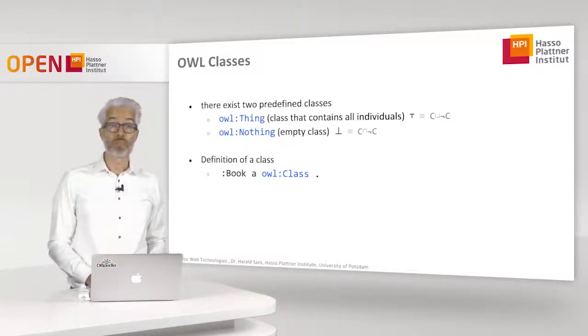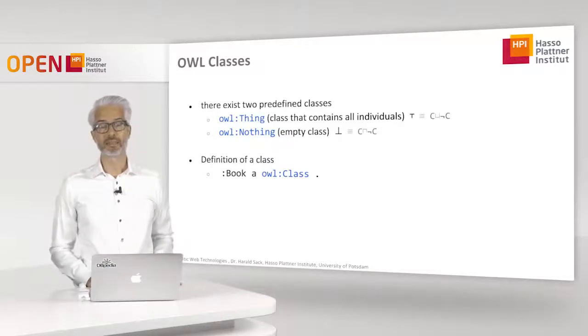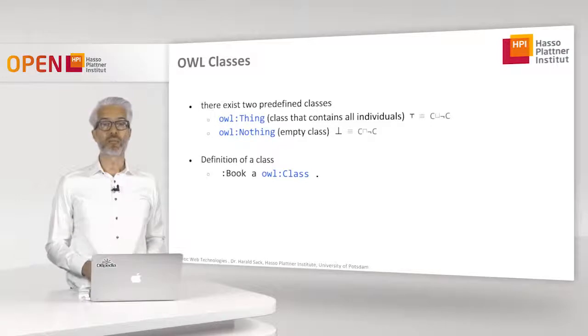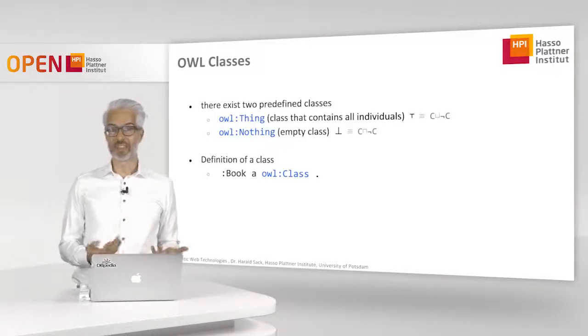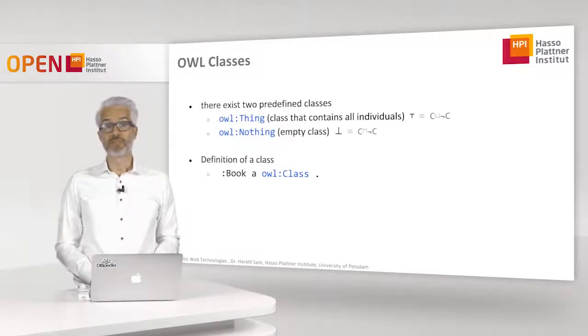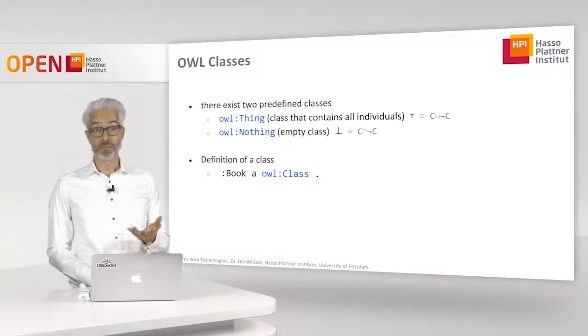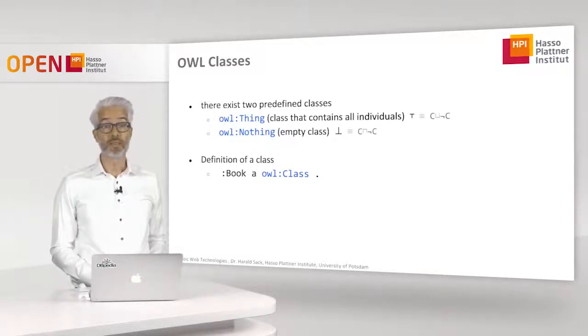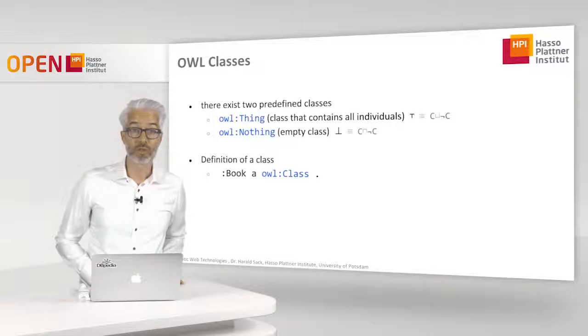It's the same with the bottom element, which is called OWL nothing in OWL. This is the empty class, and the empty class is equivalent to an arbitrary class C conjunctively combined with its negation. If you want to define a class in OWL, it's pretty simple. You simply give the class a name. Here, for example, you define that book is an OWL class. This is, of course, in Turtle. This A denotes nothing else but RDF type, a further abbreviation possible in the Turtle syntax. So a book is a class.